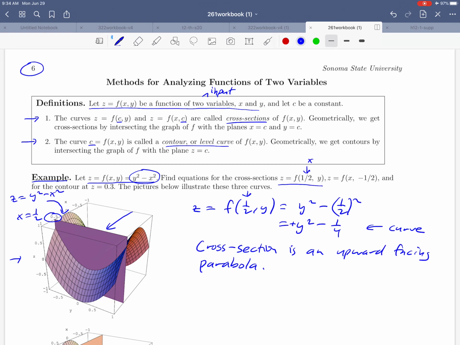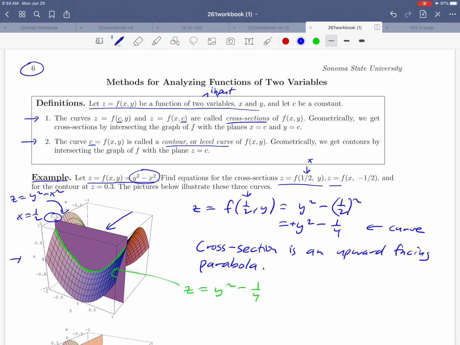And notice where that plane slices through our surface. I'm going to just highlight that in green here. That's the cross-section that we just calculated over to the right. So the equation of that parabola is z equals y squared minus a fourth that we algebraically calculated above. Okay, let's move on to the next one here.